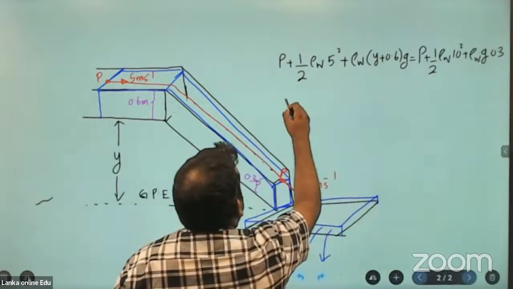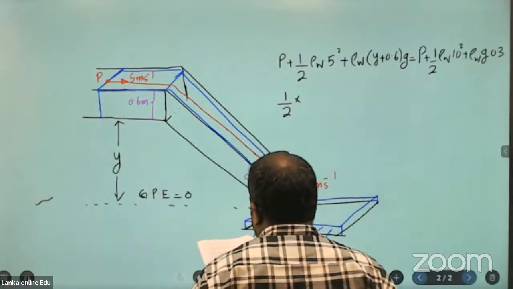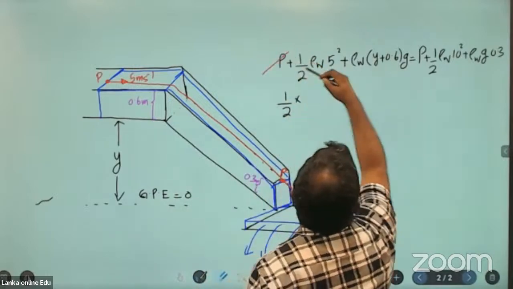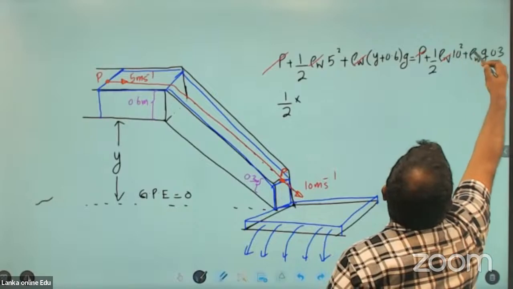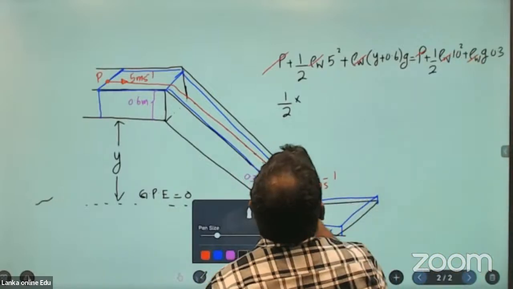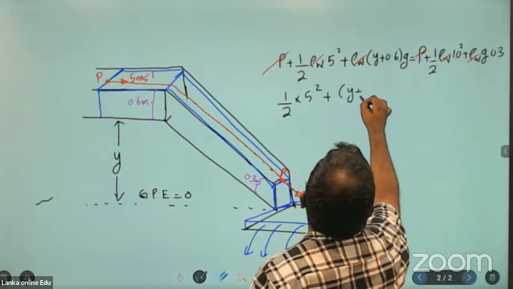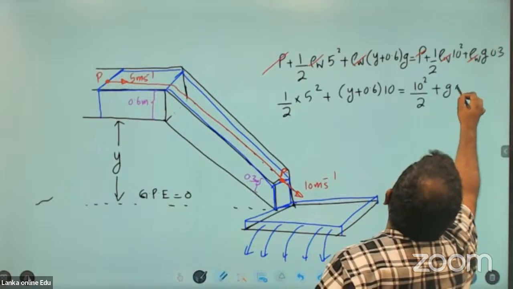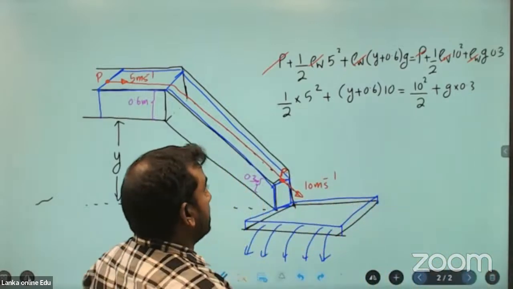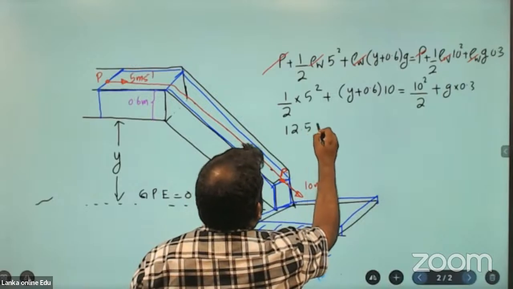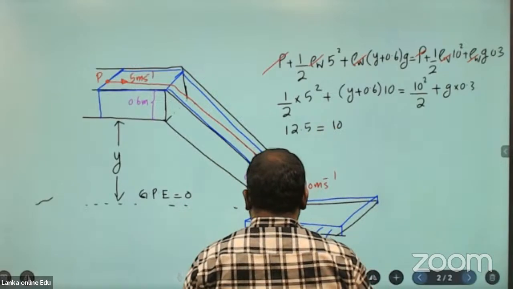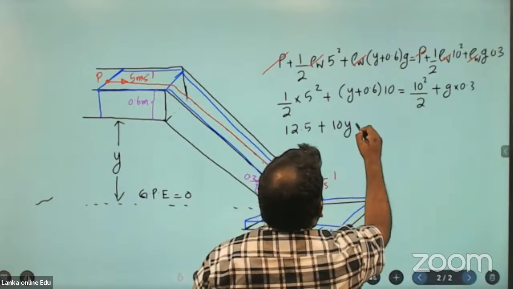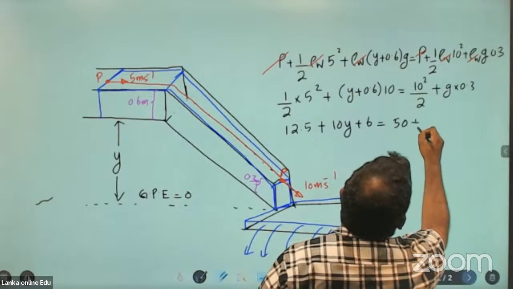P and P will cancel off. Half rho W. Density of water have they given you? I think all the densities will cancel off. So write the relationship here. Pressure P cancels off. Rho W, rho W, rho W, rho W cancel off. From this you will have 5 squared over 2 plus g times (y plus 0.6), equals 10 squared over 2 plus g times 0.3. Simplify this carefully. 25 divided by 2 is 12.5, plus 10y plus 6. 100 divided by 2, 50.